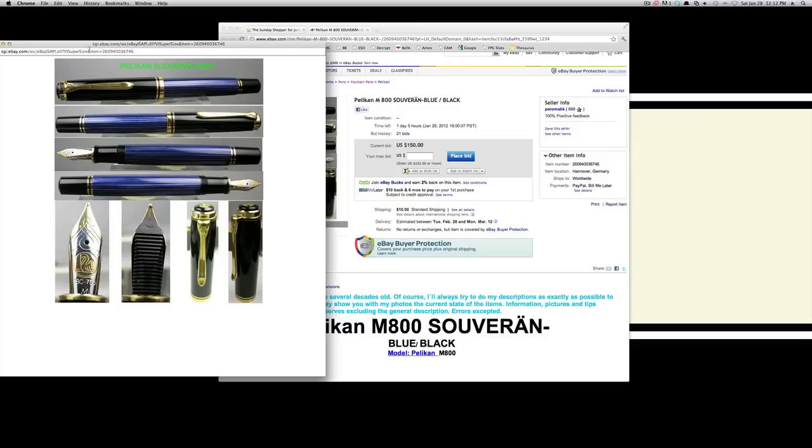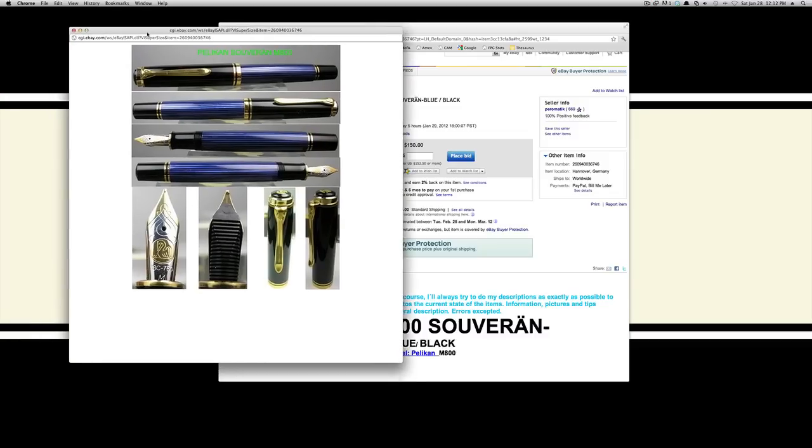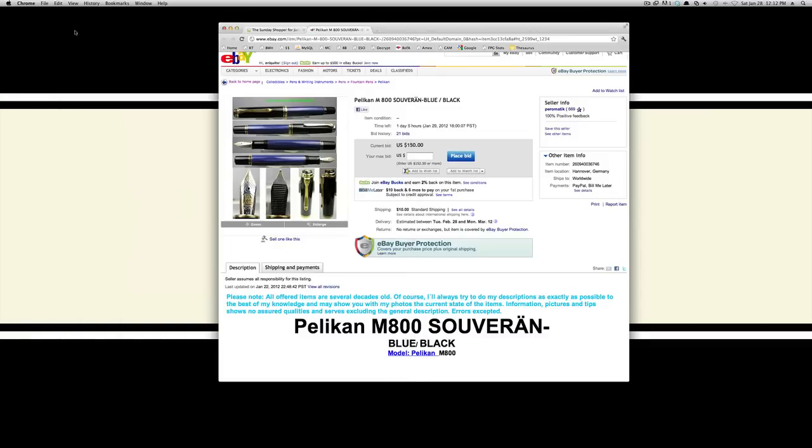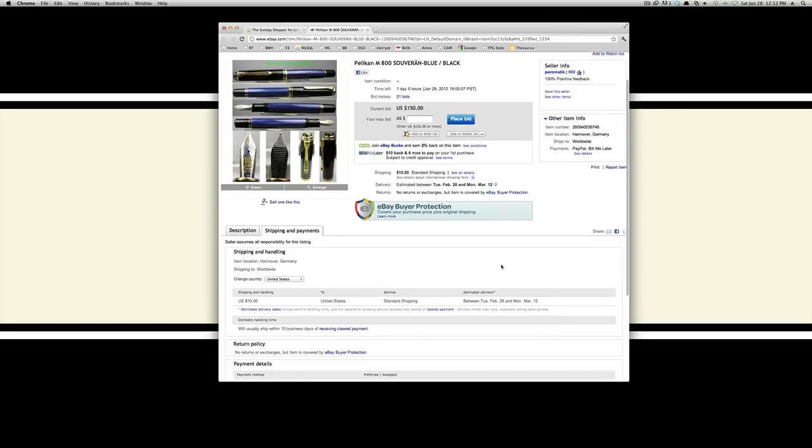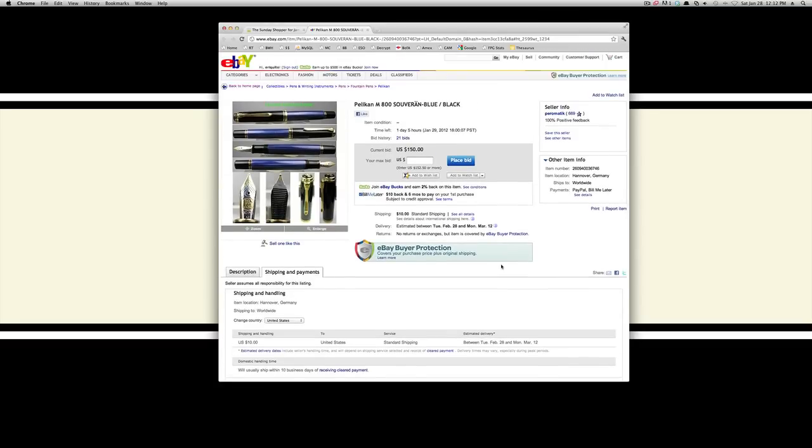Oh, geez. Yeah, that's gorgeous, isn't it? Lovely. Coming from Germany, from somebody who's had many transactions and 100% positive feedback, there are no returns or exchanges on this pen, and I don't know what he's going to want for shipping. $10. $10 for shipping. You can spend $10 if you order it from New York.